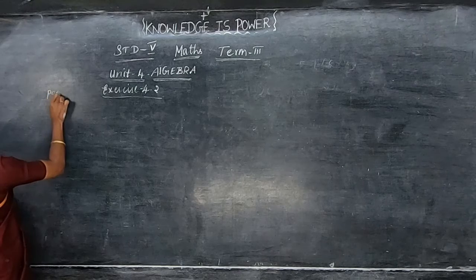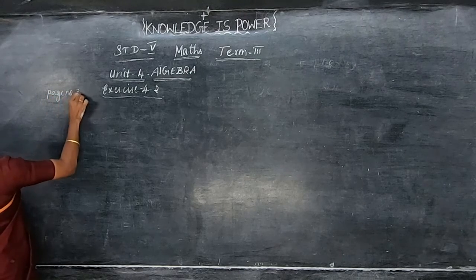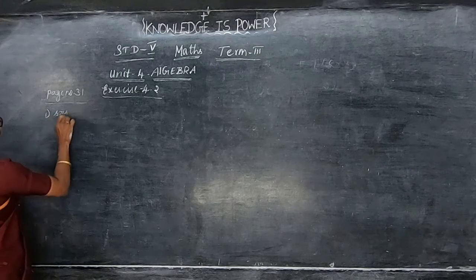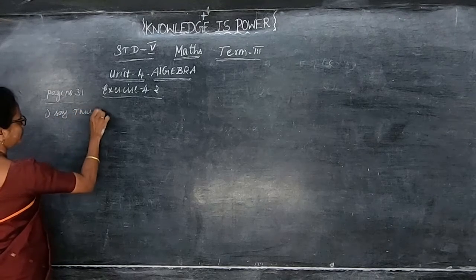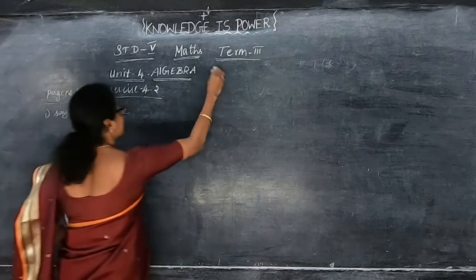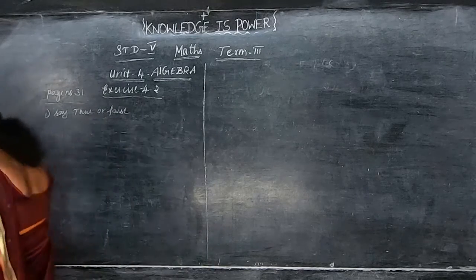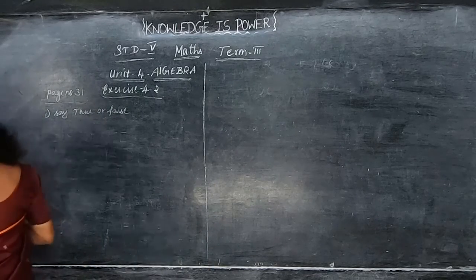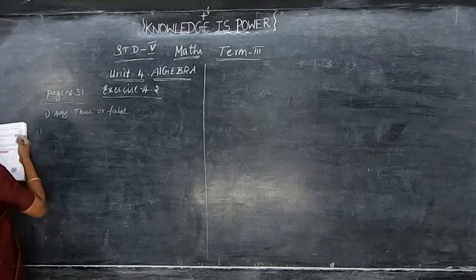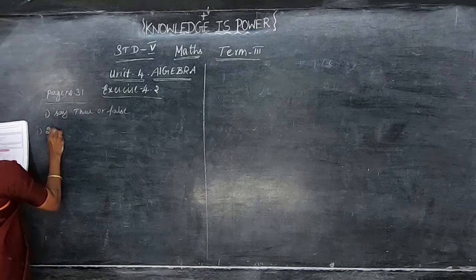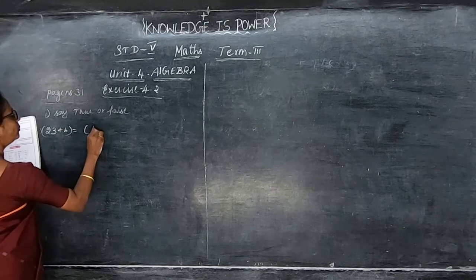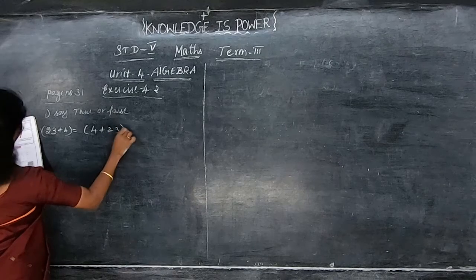Page number 31. So state whether it is true or false. Say true or false. They have given the sum of the sums. We have to use the sign and write the answer. So here they have given the first sum: 23 plus 4 is equal to 4 plus 23, that is true.